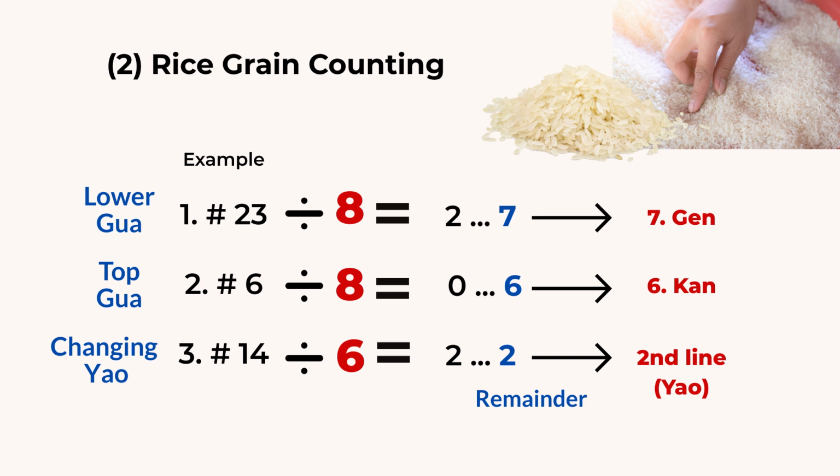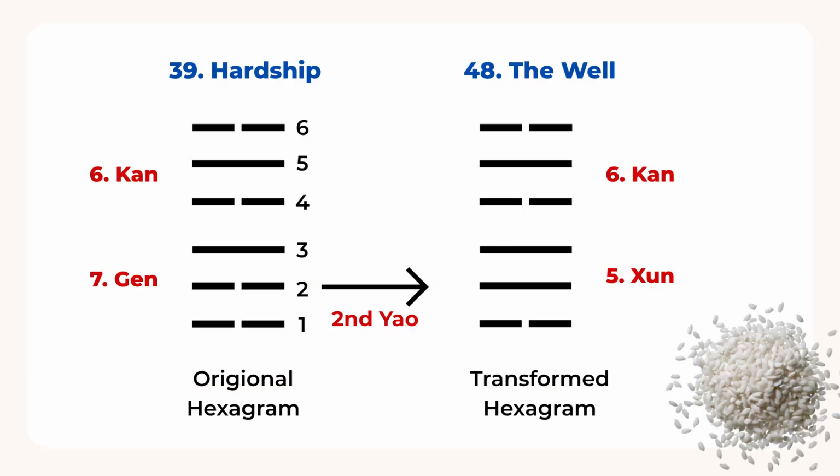So the remainder is a yarrow number. So the changing line will be the second line or the second yarrow. So the original hexagram will be number 7 Geng Gua in the bottom and number 6 Kan Gua on the top. And the changing line is a second yarrow or the second line. And we count it from bottom up, so that will be yin line changed to yang line.